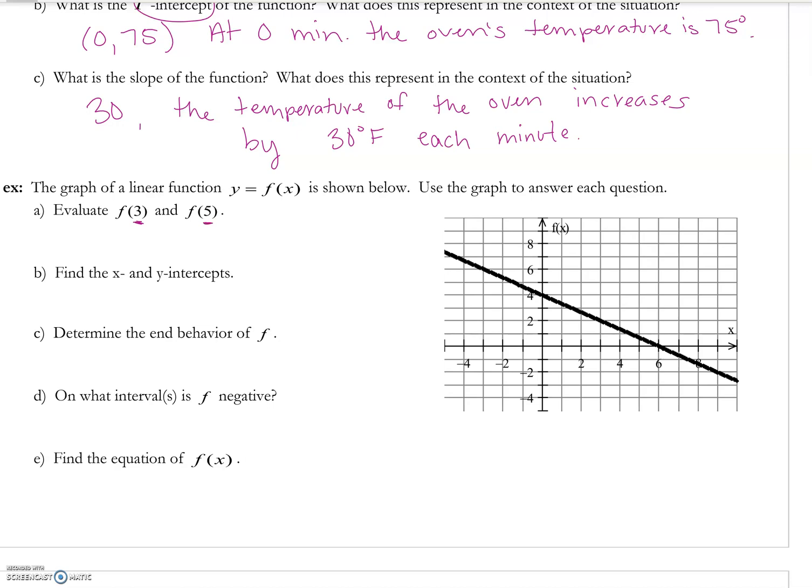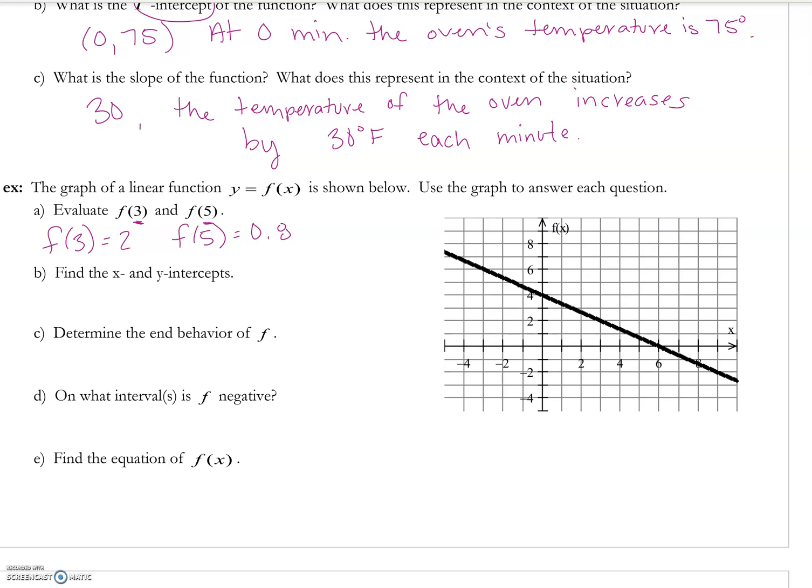So I can look at my graph and determine that when x is 3, go up to my graph and figure out that y is 2. So I would write f of 3 equals 2. Similarly, for f of 5, when x is 5, I go up to my graph, and I'm going to have to estimate a little bit here. It's not quite 1. Maybe we'll say f of 5 equals like 0.8, something like that.